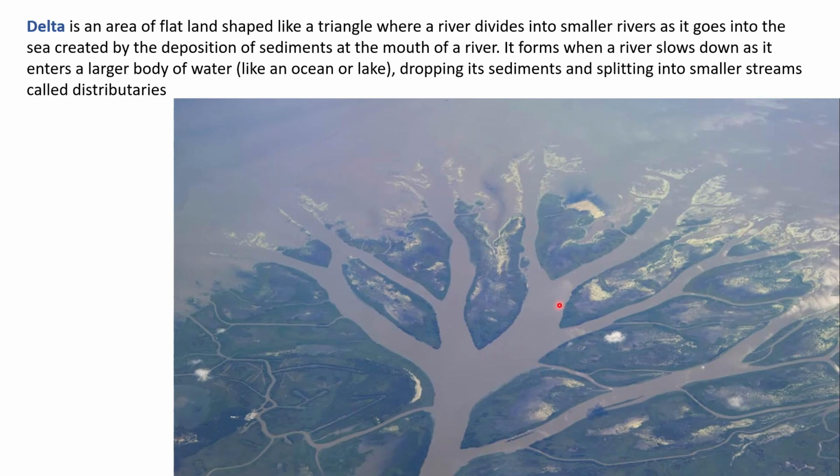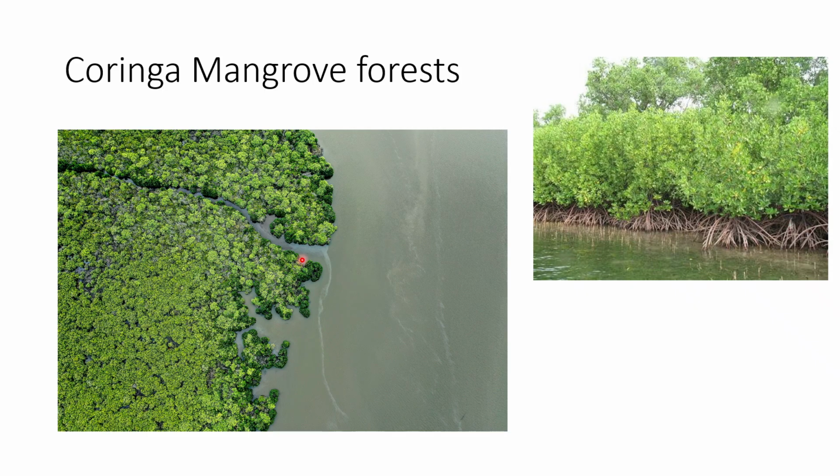Okay, so it slows down. As it enters the large body, the river slows down, the pumping of water gets reduced, and it forms small rivers, and this portion is called the delta. And in this delta area of Godavari, there are Koringa mangrove forests. You have seen a mangrove, right? This is mangrove, and there is the Koringa mangrove forest.